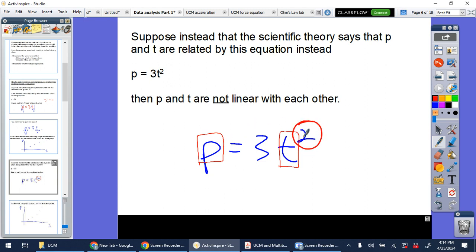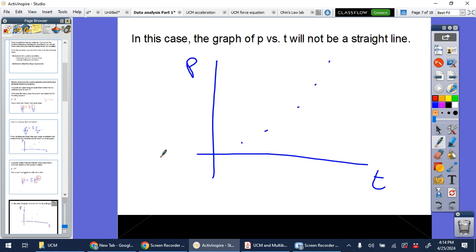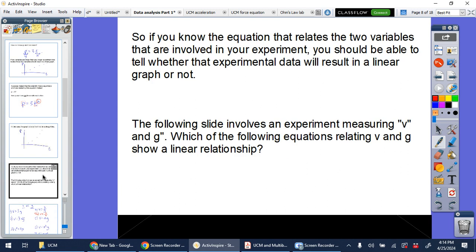All right. So the fact this exponent is not 1 means it's definitely not a linear relationship. This is called a squared relationship, is one way you could describe it. And the significance of this is if you did this experiment properly and you graphed it, you would not get a line. So that's another indication that it's not linear, because you graph it and it's not a line. So once again, if you know the equation that relates the two variables in your experiment, you should be able to tell whether the experimental data will result in a linear graph or not just by looking at the equation. Just at a glance, you should be able to see that those two variables are linear, right? And thus it should be a linear relationship.